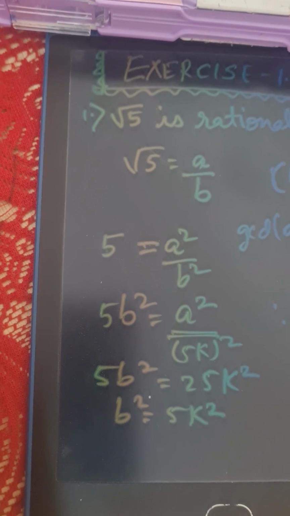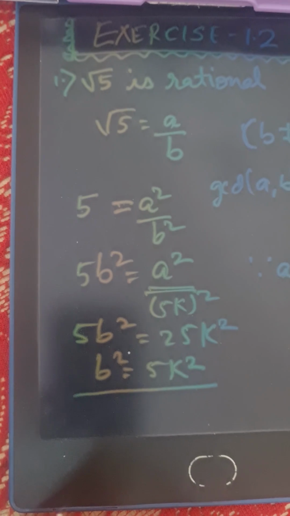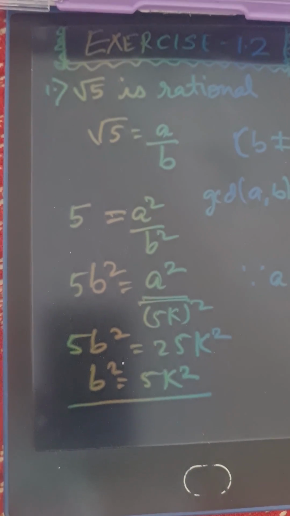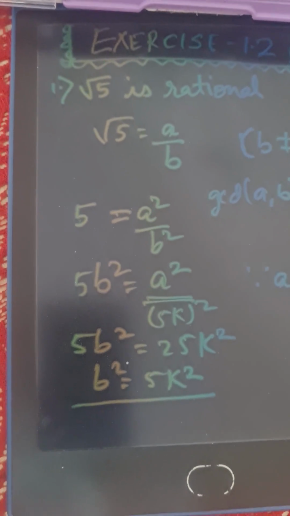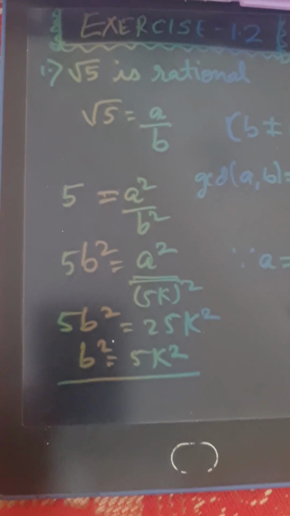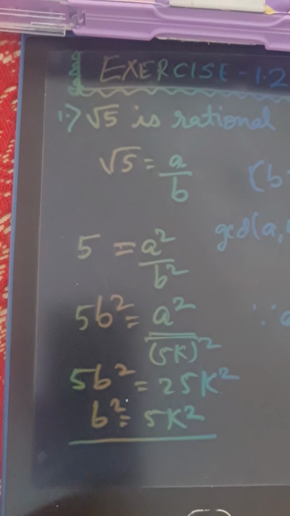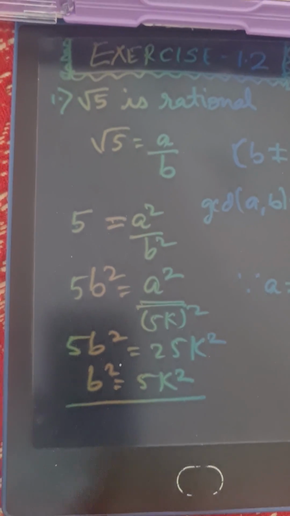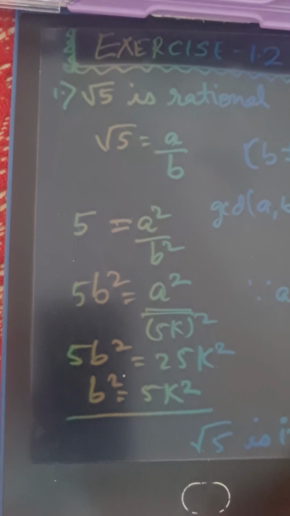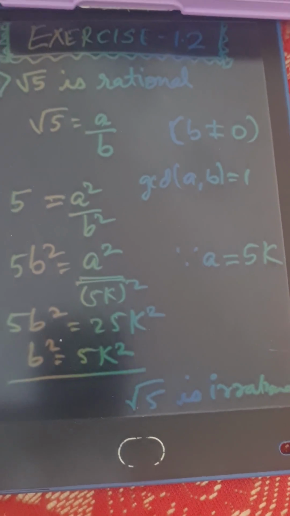Now as per this statement, b is divisible by 5, right? Now we have both a and b divisible by 5, which contradicts our earlier assumption that a by b is in its lowest form. So this is a contradiction, and hence root 5 is an irrational number. Hence proved.